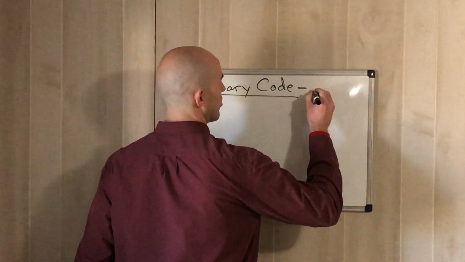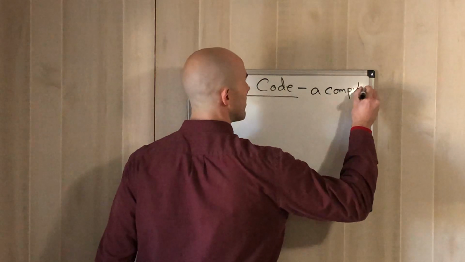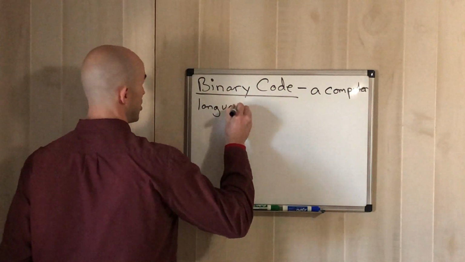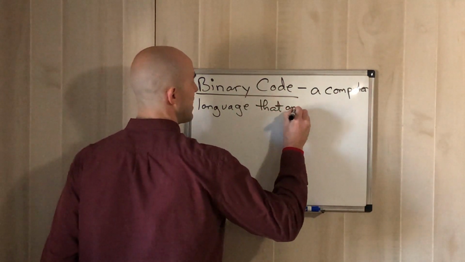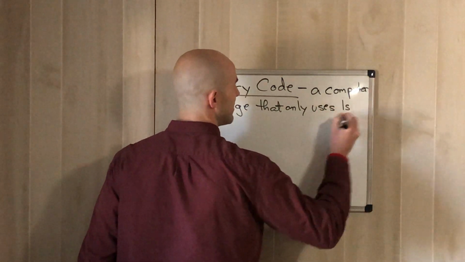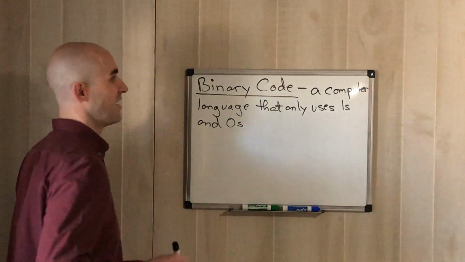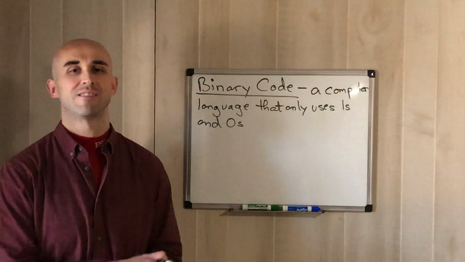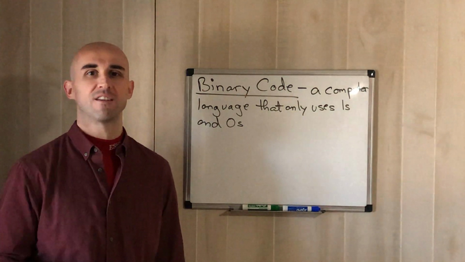And binary code is just a computer language that only uses two numbers. That's it. It only uses ones and zeros. That's all binary code is. Literally, it's a computer language that uses just the numbers 0 and 1. It doesn't use anything else. Everything is just all zeros and ones.